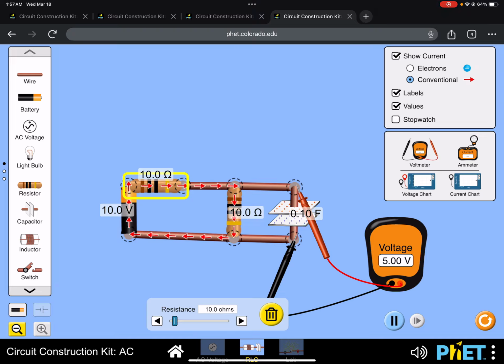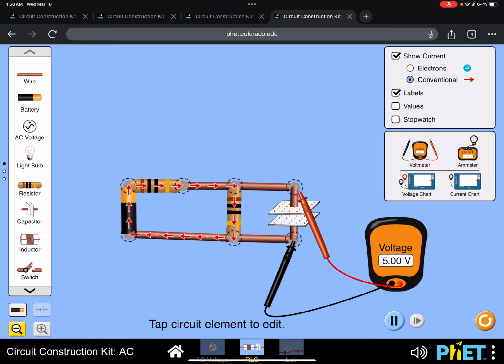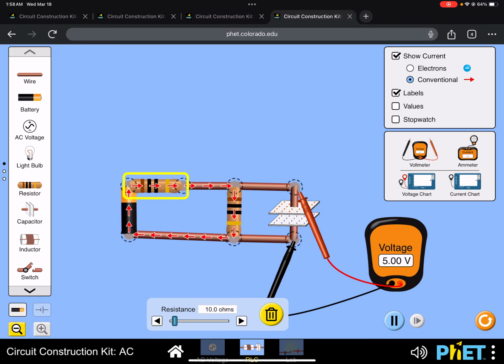All right, so let's see what happens. If I increase the resistance of R1, that resistor on the top, what's going to happen to the charge on the capacitor? So what's nice is that you can actually visualize it. Let me turn off the value so we can very clearly see it. If I increase this resistance, let's see what happens to the charge. And if you notice, the charge on the capacitor is decreasing.